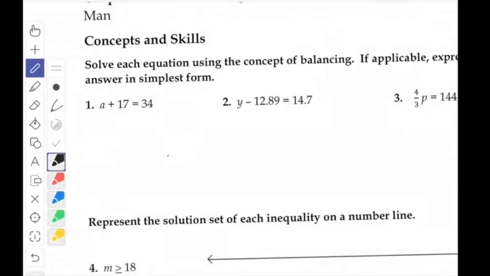Okay, boys and girls, this is our review for Chapter 8. Let's look at the first one. What you need to do is solve for the variable. So I look at the first problem. I see a plus 17 equals 34.